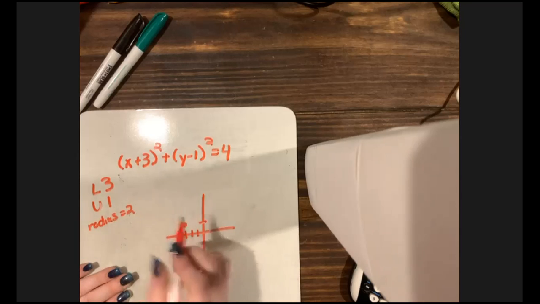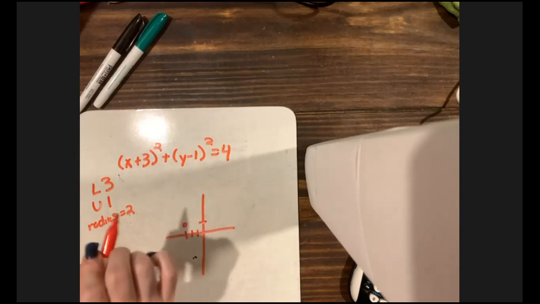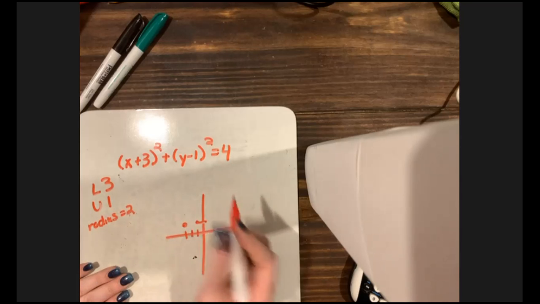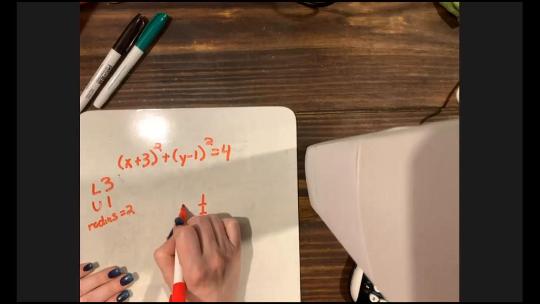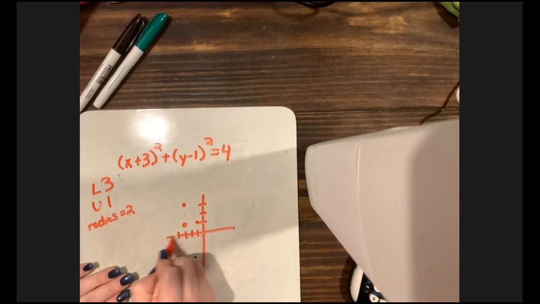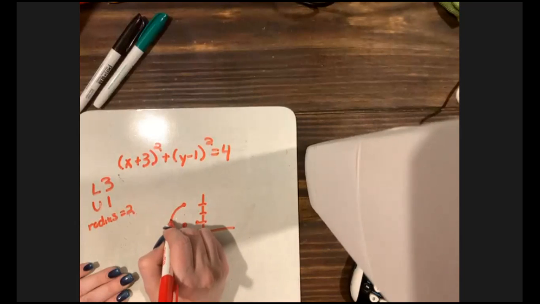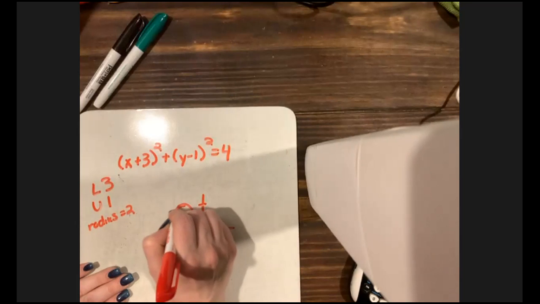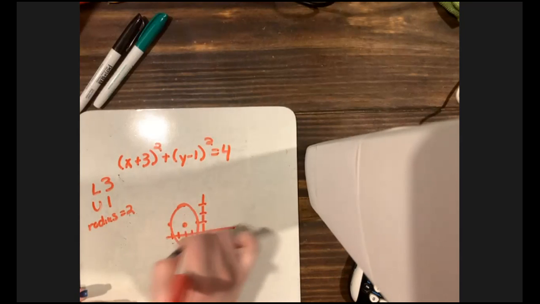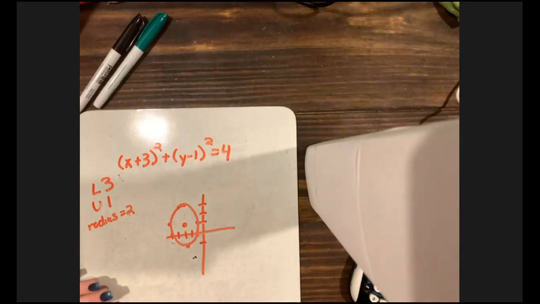Now, I'm going to count in the up, down, left, right directions. So I'm going to go over 2, up 2, left 2, and down 2. And then I'm going to play connect the dots. Mine looks a little more oblong, but that's how I would create a circle. Okay.